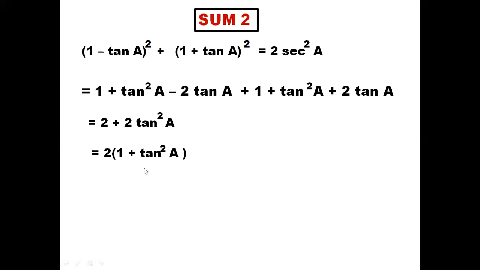So we know 1 plus tan square A is sec square A, because we know sec square theta minus tan square theta equals 1. So 1 plus tan square A will be sec square A. So this is how we have proved it equals the right hand side.